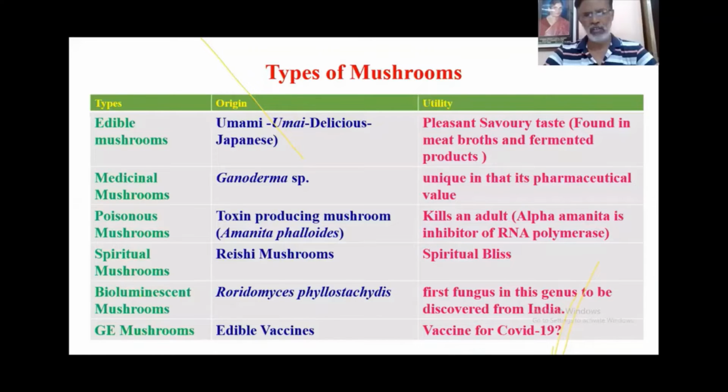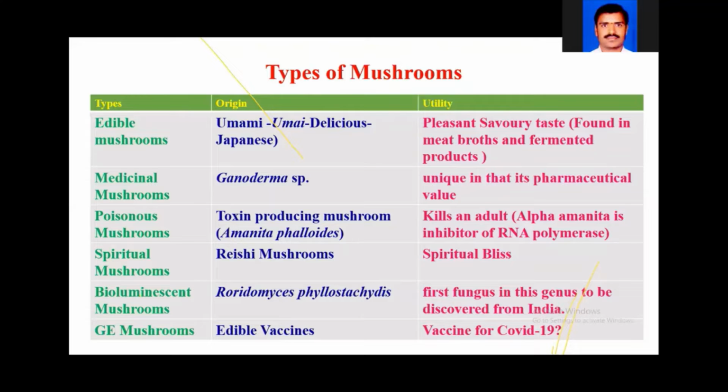Then the second one is the medicinal mushroom, Ganoderma species, of very huge pharmaceutical value. A lot of research has to be undertaken on this particular mushroom. And then we have poisonous mushrooms. There are toxic mushrooms. They produce toxins, and they can kill an adult. All biology students know alpha-amanitin, the inhibitor of RNA polymerase. So it's a very important mushroom, Amanita phalloides.